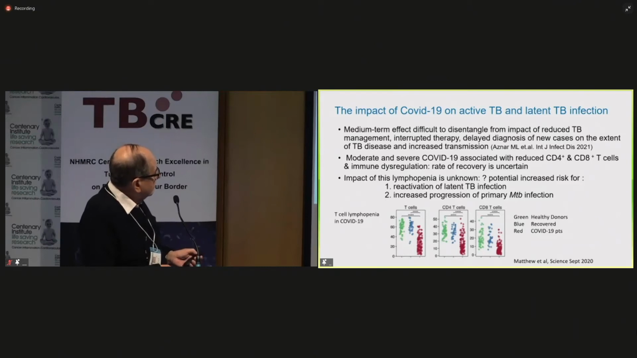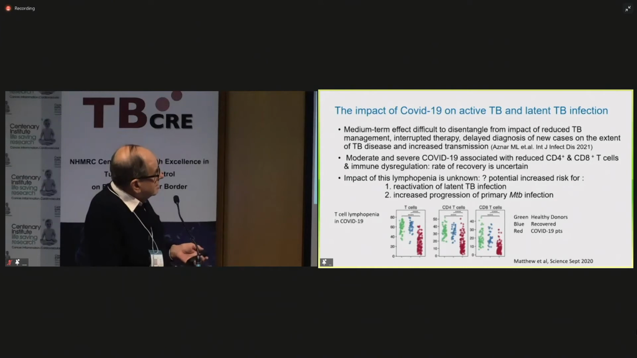We know that moderate and severe COVID is associated with reduction in both CD4 and CD8 T cells and immune dysregulation. And this is shown in one of the early papers from hospitalised patients in New York, where you can actually show there's a marked lymphopenia and CD4 and even more of CD8 lymphopenia. In recovered patients, this shows evidence of improvement, but the rate of improvement at a population level we don't know.